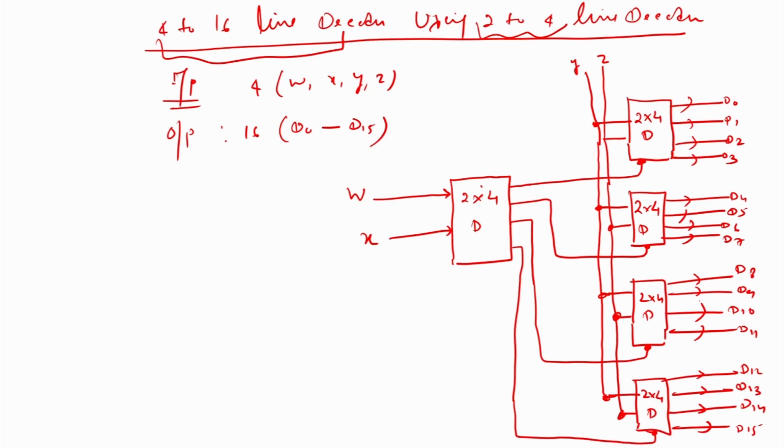So, this means how many 2 to 4 decoders are required to implement a 4 to 16 line decoder? There are 1, 2, 3, 4 and 5. A total of 5 2 to 4 decoders are required.